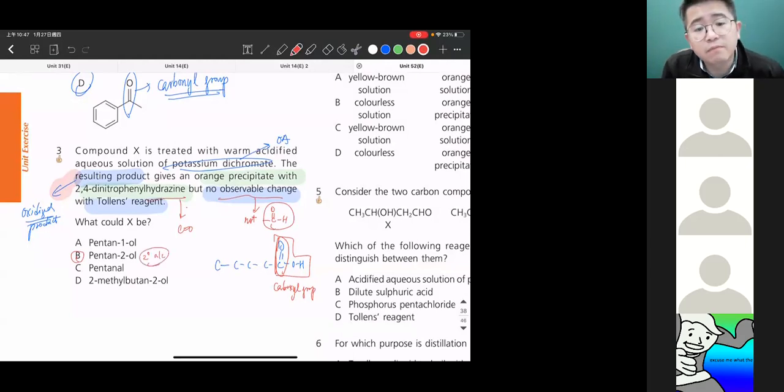How about D, butan-2-ol? Of course, 1-ol is a terminal alcohol, a primary alcohol. How about this 2-methylbutan-2-ol? 1, 2, 3, 4, with a 2-methyl. You may find that it is a tertiary alcohol. There is no oxidized product because this is a tertiary alcohol. Understand?